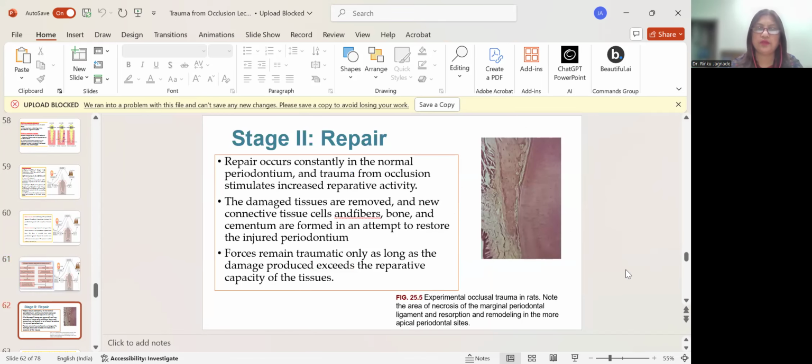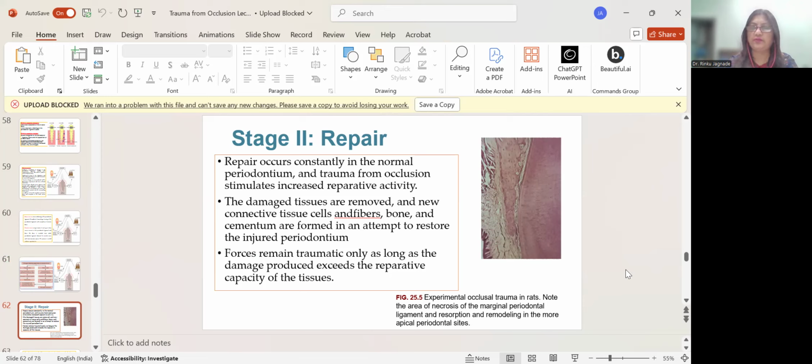And now, stage 2: repair. Repair occurs constantly in the normal periodontium. When the periodontium undergoes an injury, at the same time, hand in hand, the repair also starts. And trauma from occlusion stimulates increased reparative activity. The damaged tissues are removed and new connective tissue cells and fibers, bone, and cementum are formed in order to restore the injured periodontium.